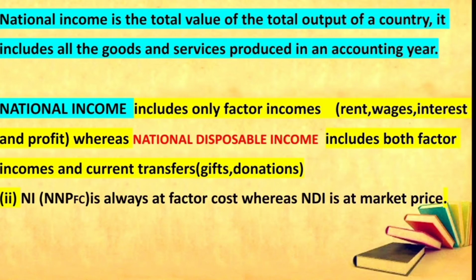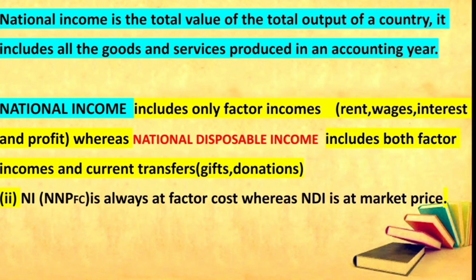So how is national disposable income different from national income? National income is the total value of the total output of a country. It includes all the final goods and services produced in a country in an accounting year. So, national income, the value of the total output of a country, is equal to total income generated in a country, is equal to total expenditure of the country. And it includes only factor income. But national disposable income includes both factor income and transfer income.